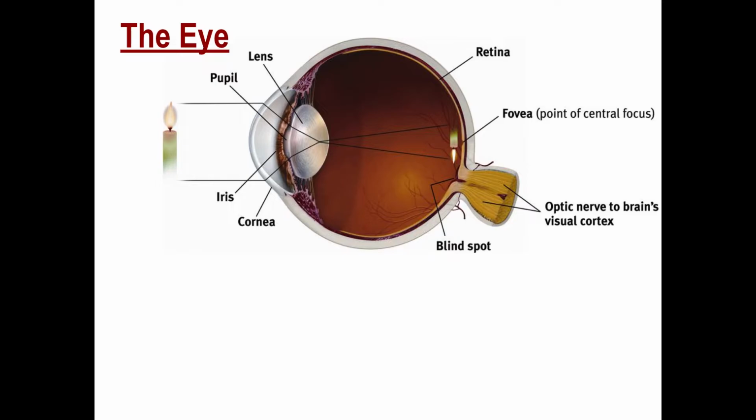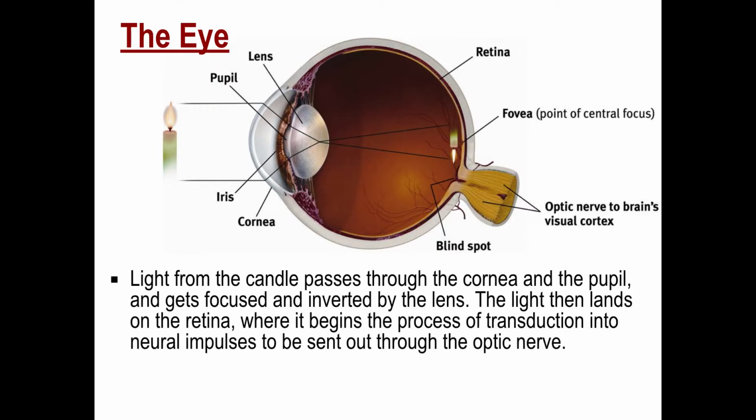Okay, the eye. One of our 5 senses is sight. So the eye is a really important thing for you to know. These are all the different parts of the eye. If you're unfamiliar with the parts of the eye, I know that you guys went over that. Definitely go ahead and review it.